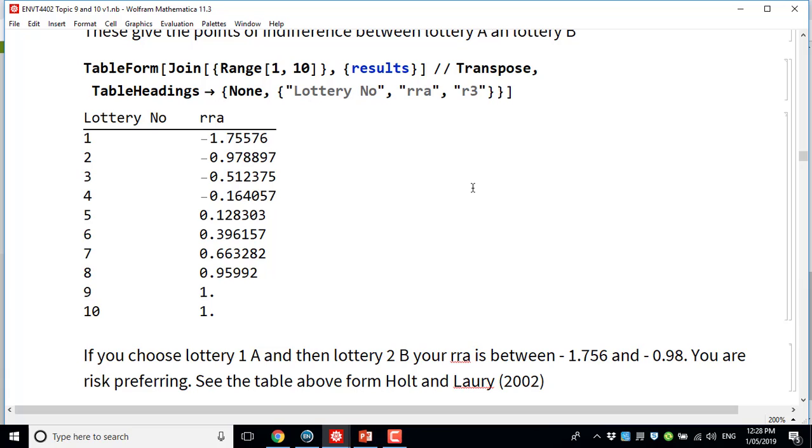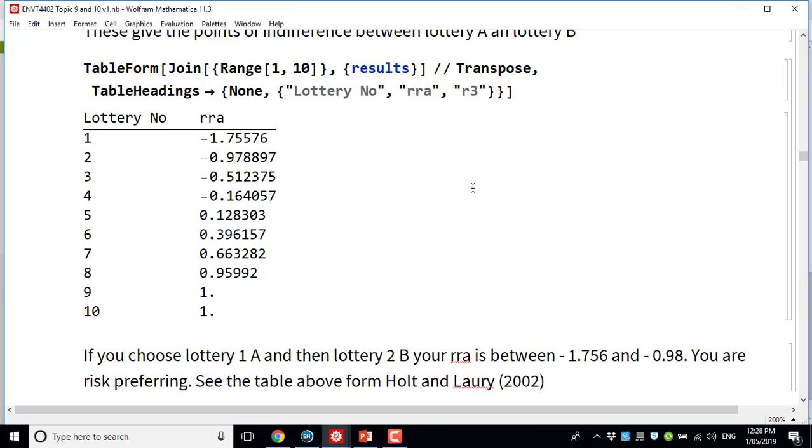So here it gives a sensible thing. Here, for every lottery A to B to T, what we are saying is that if you choose lottery 1A and then choose lottery 2B, your risk attitude is between a range of minus 1.75 to 0.97. It's always the limit. That's what we are trying to find.